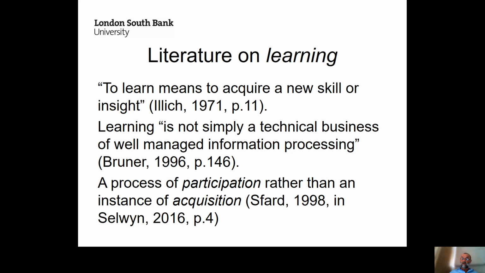And Säljö there, who is writing, is reported by Selwyn. So that's an example of a secondary reference. Selwyn is the book that I've referred you to earlier on. Säljö talks about learning being about participation rather than acquisition. So participation is about joining in with others, being part of a group, collaboration. Acquisition is just getting something. If you acquire something, you just get it. But Säljö is arguing that it's more than just getting something, it's more complex than that.